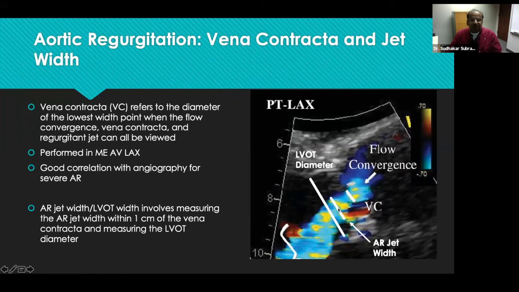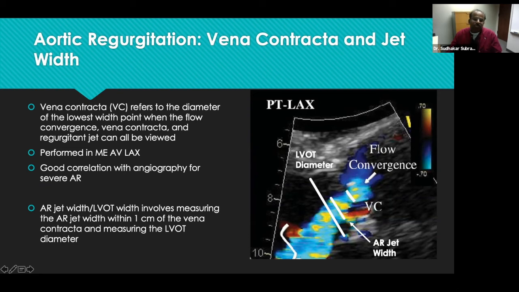So if the ratio of the jet to the LVOT is less than a third, it is more of a mild. If it's one-third to two-thirds, it is more of a moderate, and more than two-thirds is the severe category. There is some slight textbook difference, but this is just the easy way to remember.